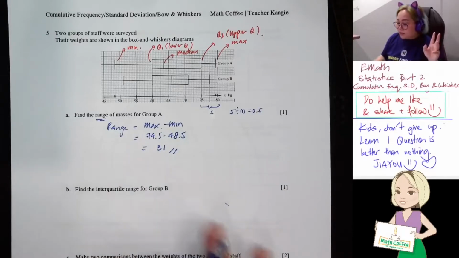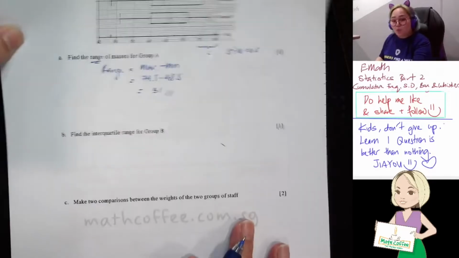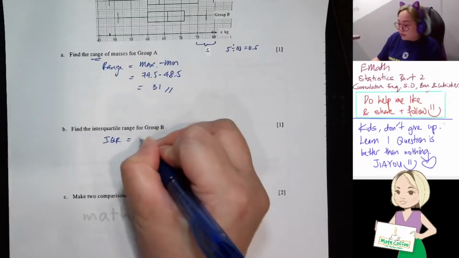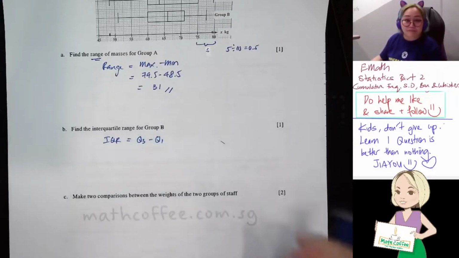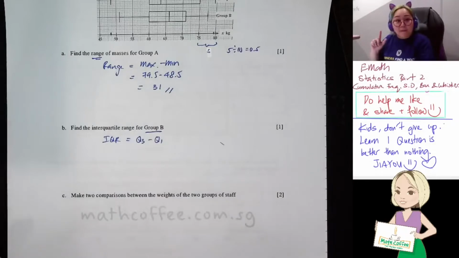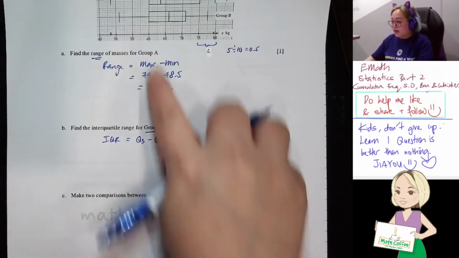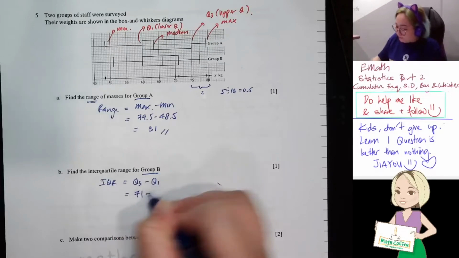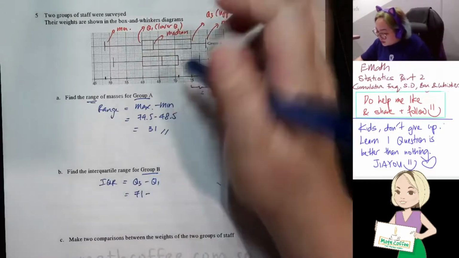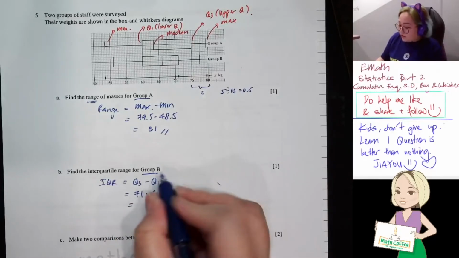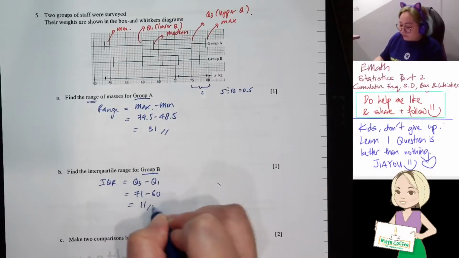Now next, they ask for the interquartile range. By now you should know it is Q3 minus Q1. And take note, they ask for B, so don't go and take A, A was just now part A. Now part B, the Q3 will be 71. The Q1 is here, which is 60, so minus 60. My interquartile range for group B is 11.